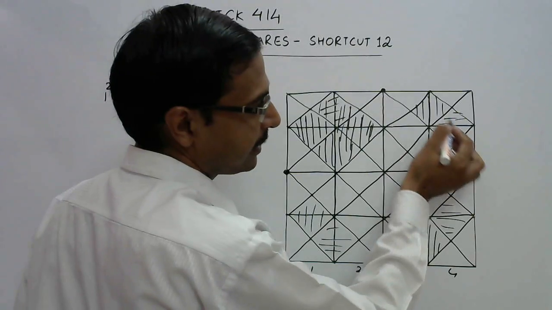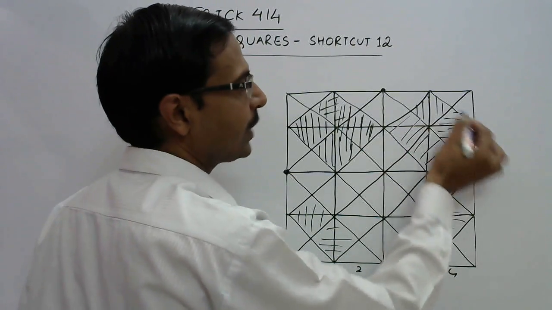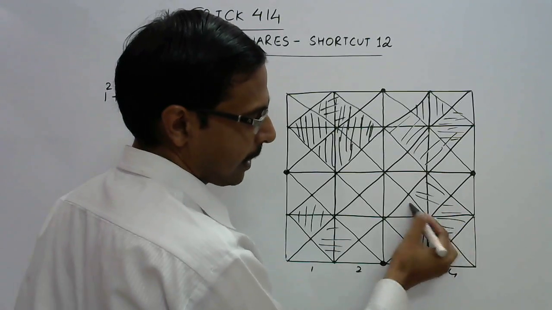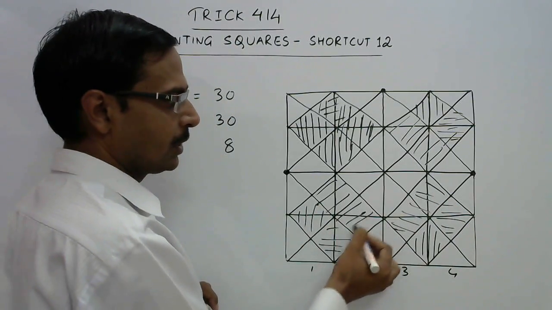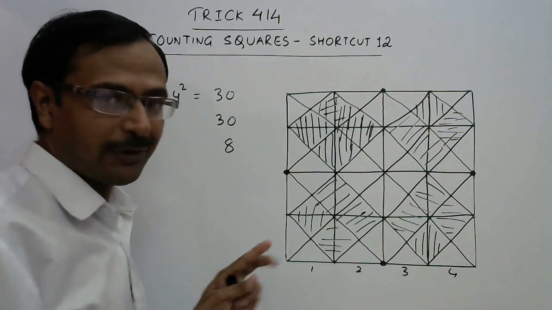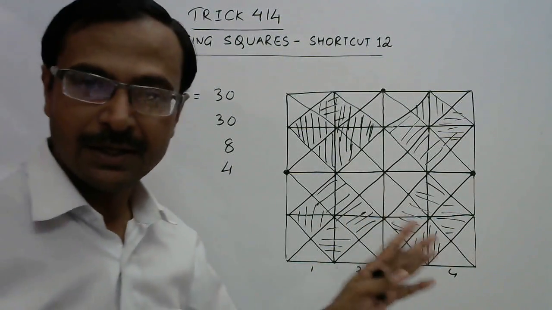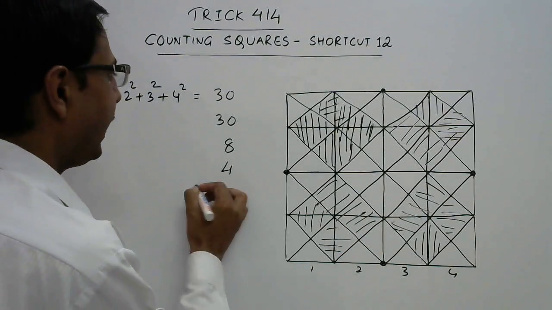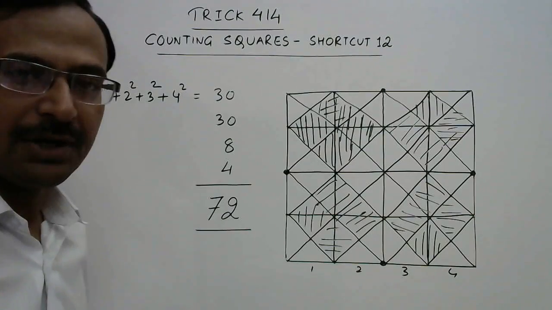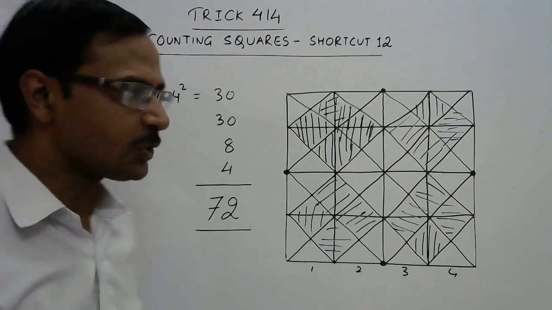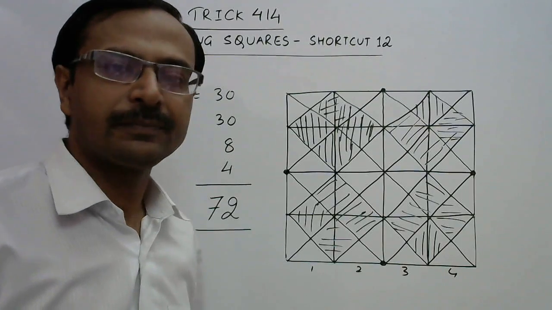Similar to this, if you shade these two also, then you have this square, here also this square, and here also this square. So now we have four more squares. Now we have completed all the squares in this, and the resulting answer to this question is 72 squares. So students, you see, we need a little bit of understanding.